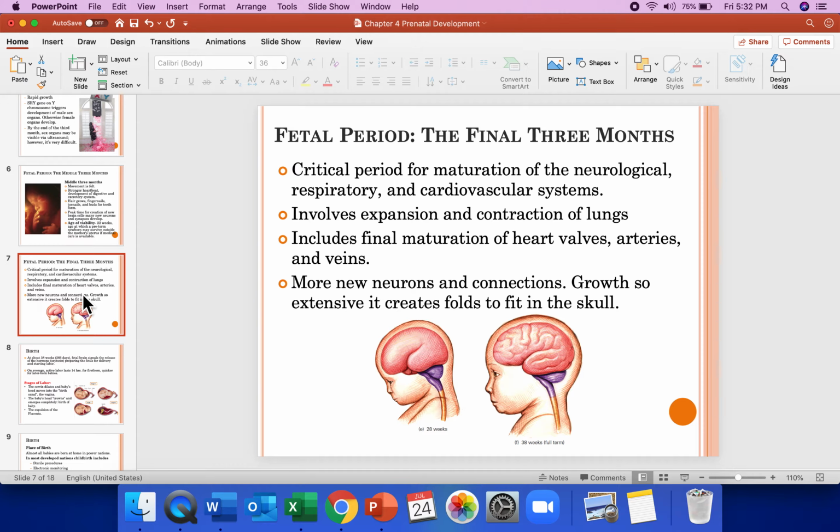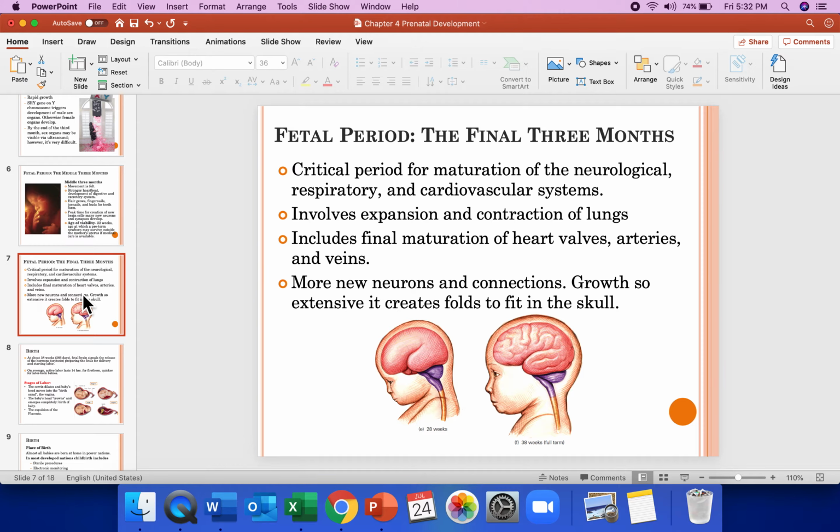All of those connections, the heart valves and the arteries and the veins, are going to mature. And we're going to see an expansion of the lungs and contraction of the lungs that is simulating that breathing movement that the baby is going to do when it comes out. So more and more growth.